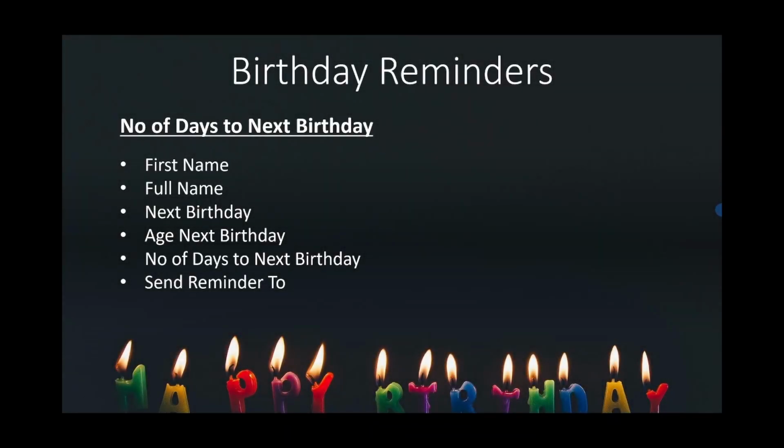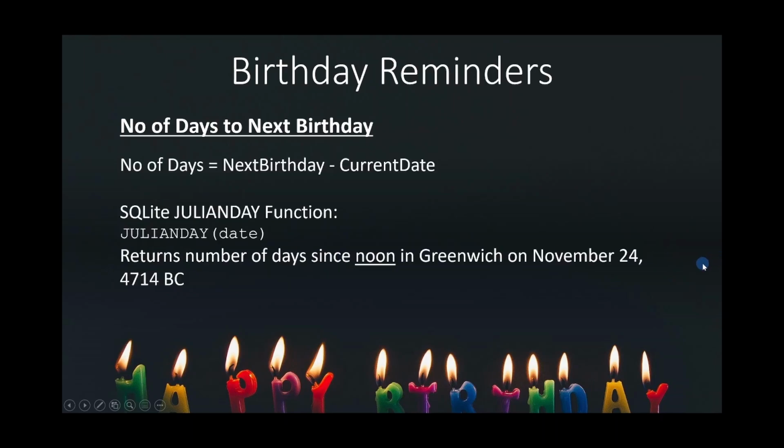In the SQL Server version, we return the following pieces of data, and our aim is to do the same with the SQLite version. And here we see we've got number of days to next birthday. The number of days to the next birthday is basically calculated as next birthday minus the current date, where next birthday and current date are expressed as the number of days from a common date.